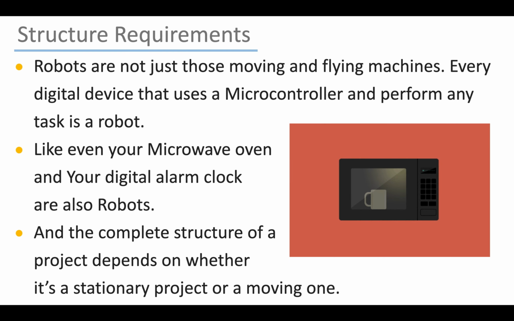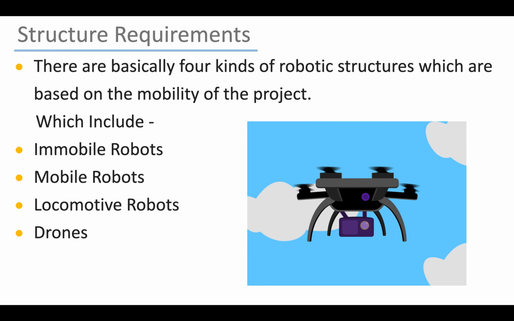Because robots are not just those moving and flying machines. Every digital device that uses a microcontroller and performs any task is a robot. Like even your microwave oven and your digital alarm clock are also robots. And the complete structure of a project depends on whether it's a stationary project or a moving one. Let me explain a little more about the structure of a robot.